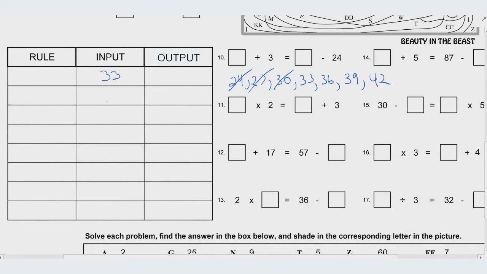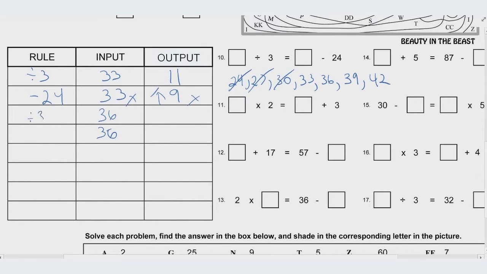Let's put 33 in for our input. Let's divide by 3. Let's minus 24. 33 divided by 3 gives us 11, and 33 minus 24 gives us 9, which tells us that we're very, very close, but we're too small because 33 minus 24 only gave us 9, and we need to make this number bigger. So my guess is just to go one number up, which would be 36, because it has to be a multiple of 3.